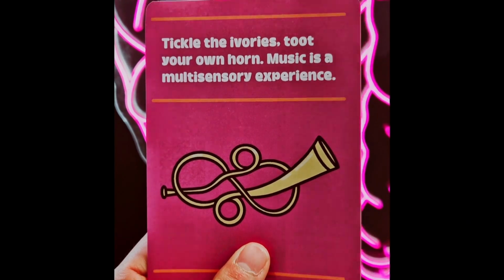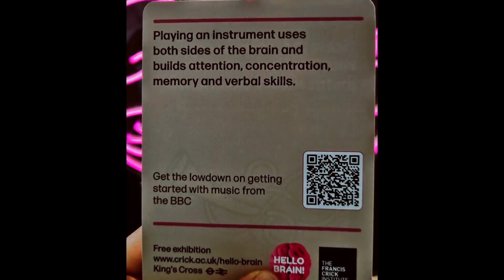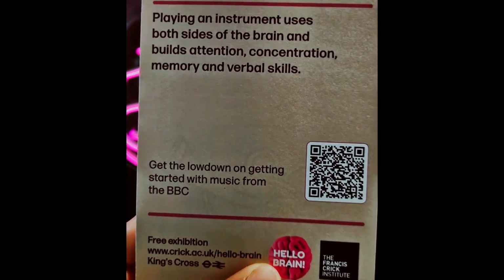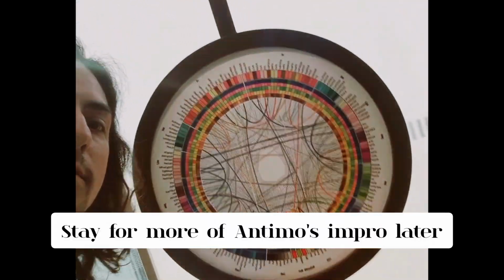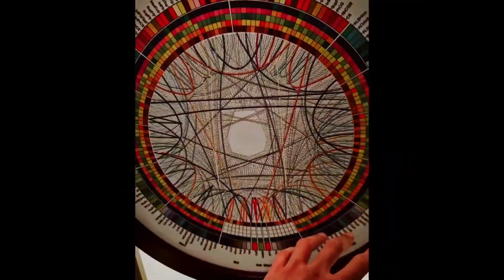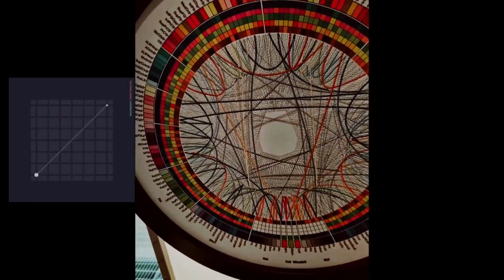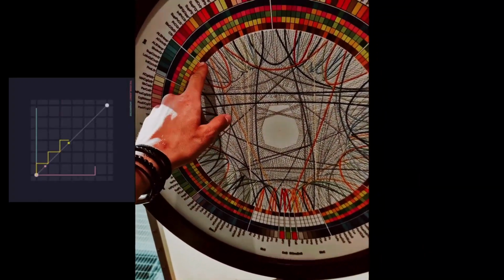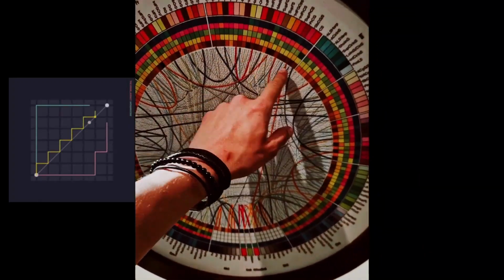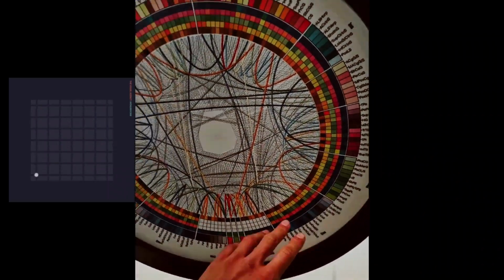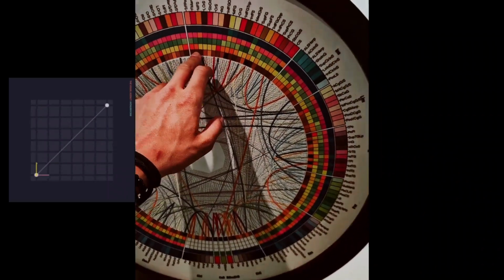Music is a multi-sensory experience. Playing an instrument uses both sides of the brain, builds attention, concentration, memory, and verbal skill. So when I say the whole brain is being activated and is interconnected, this is a visual representation of that specific phenomenon. You can see that every single little color block here has a different connection to a different color block, where each color block represents a brain region.